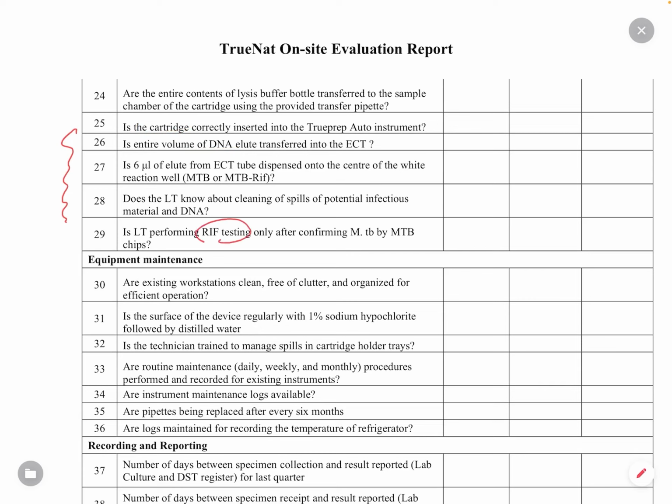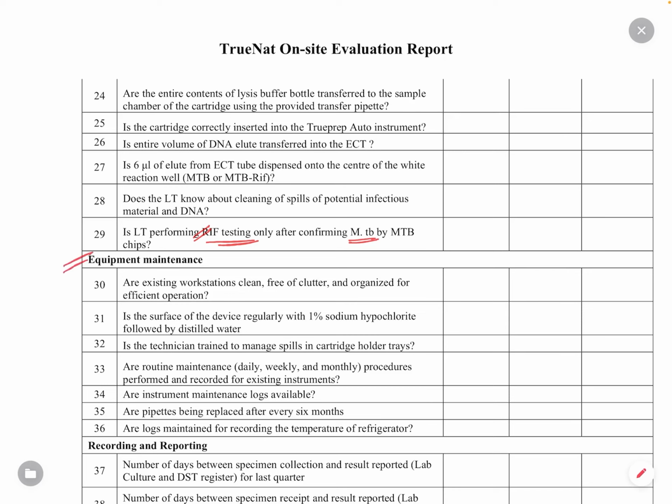And the RIF test obviously should be performed only after you get MTB detected status, isn't it? So you should not do this RIF test straight away on any sample. First, if you get MTB detected in that sample, only then you have to do RIF testing. So, equipment maintenance.